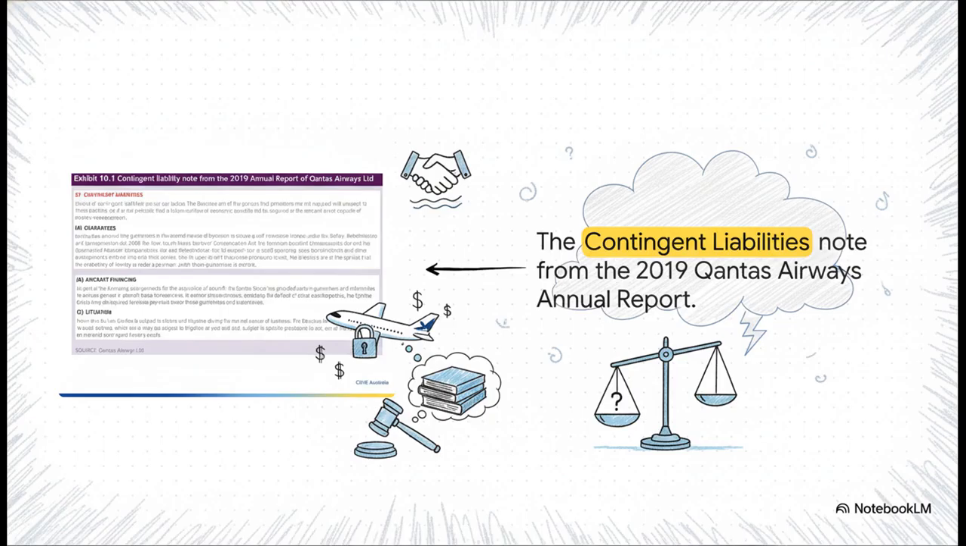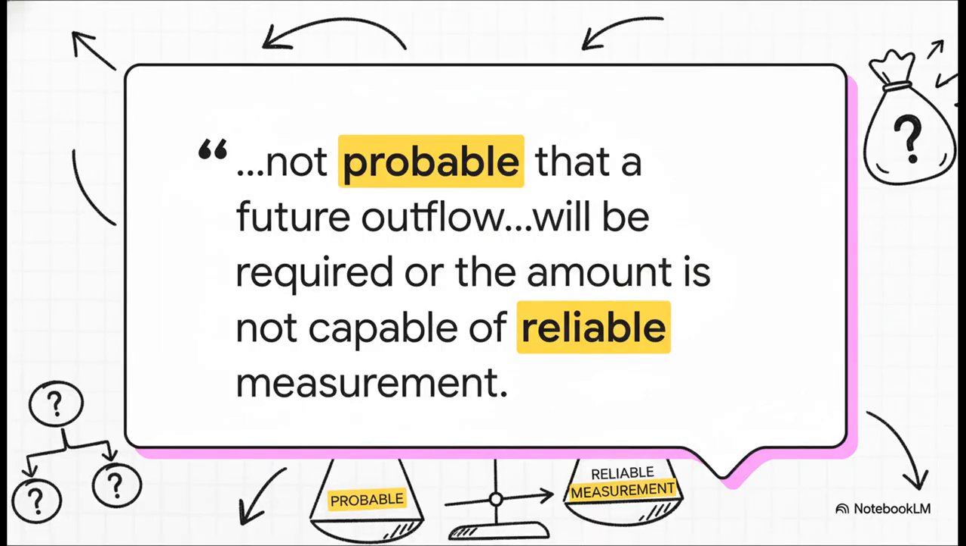Buried right here in all this text are the company's financial maybes. We're talking about things like legal disputes, guarantees, and all sorts of other potential costs. And this quote right here, this is the smoking gun. Just look at the language Qantas is using to explain why these items are contingent liabilities and not provisions. They say it's because it is not probable that a future outflow will be required, or the amount is not capable of reliable measurement. Does that sound familiar? It should. They are literally using the exact wording from our decision tree. They're telling us, word for word, which tests these potential costs failed.